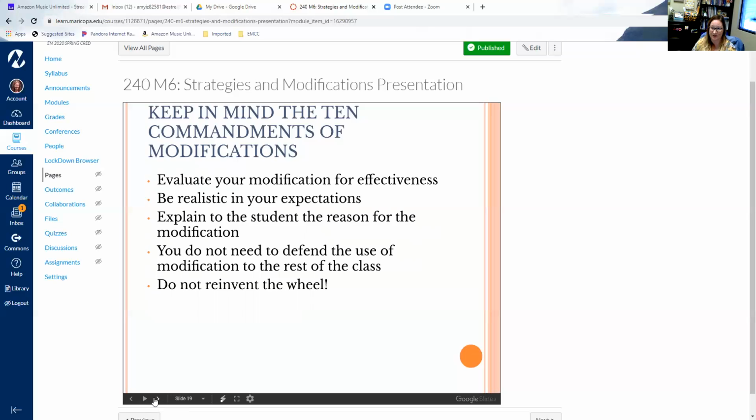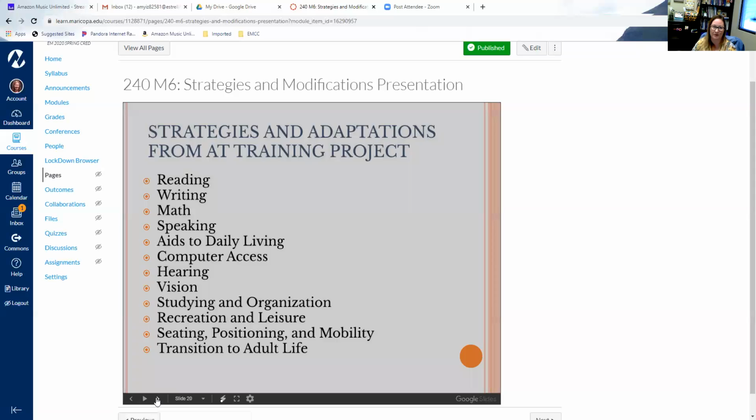And helping teachers understand that, because I often see teachers get caught up in the fact of, well, if I do it for him, everybody's going to want it. Well, that's not the case. There's some kids that you make modifications for that nobody even notices that it's being done. So we do what we need to as instructors for each individual. And then don't reinvent the wheel. There's lots of resources out there. There's things already done. So this isn't something where you're starting from scratch.